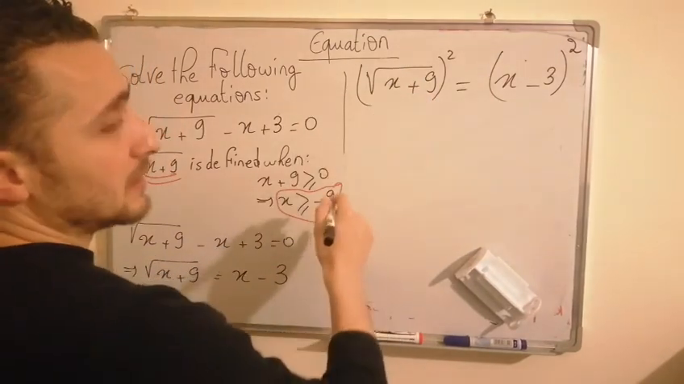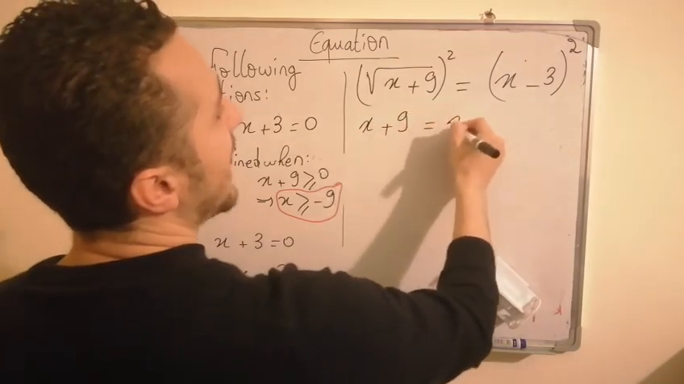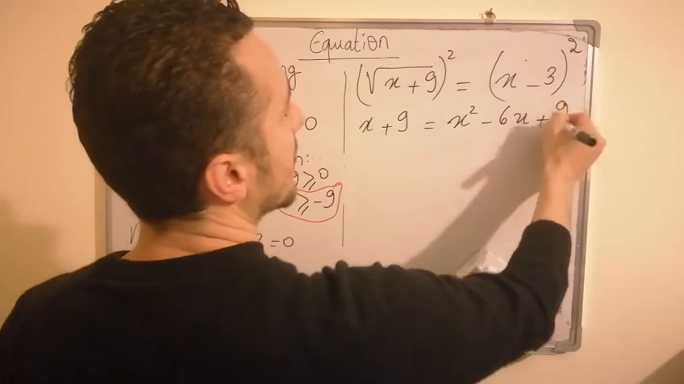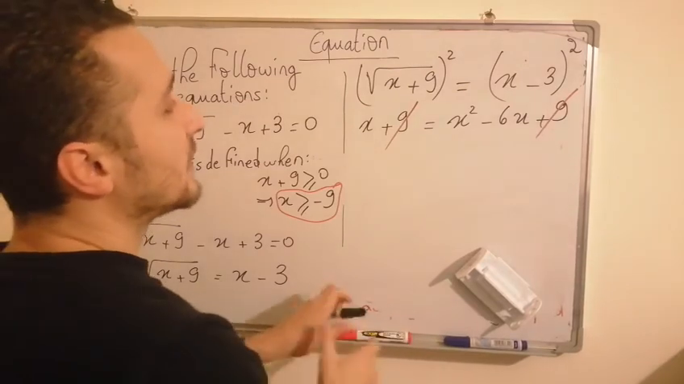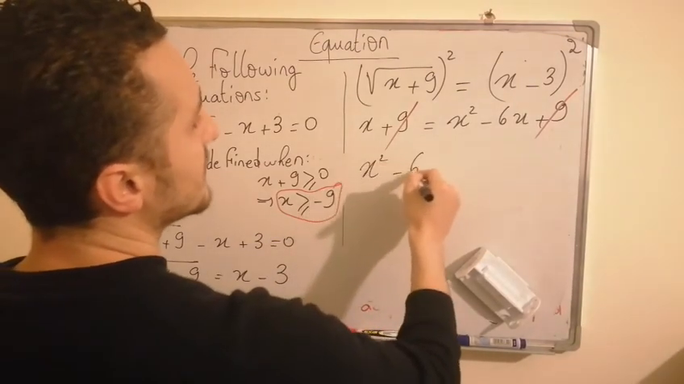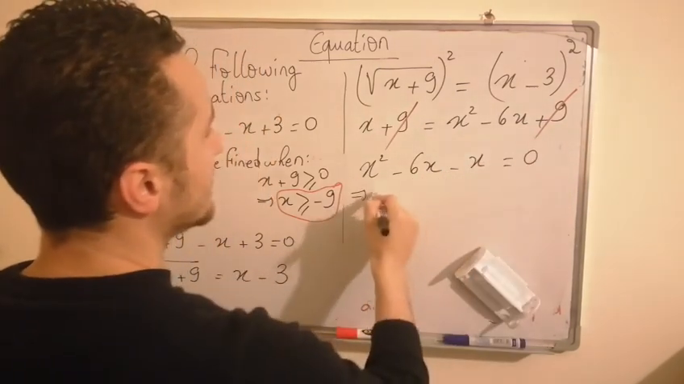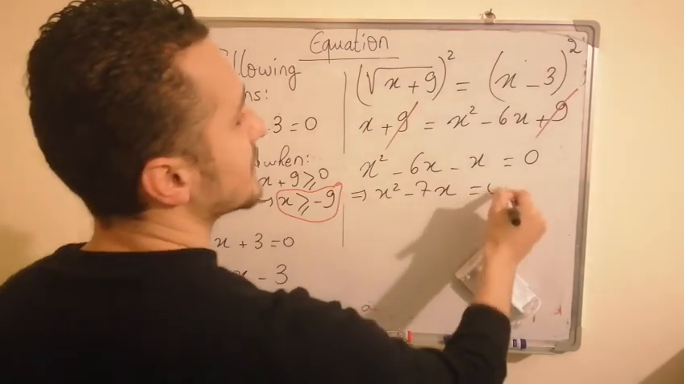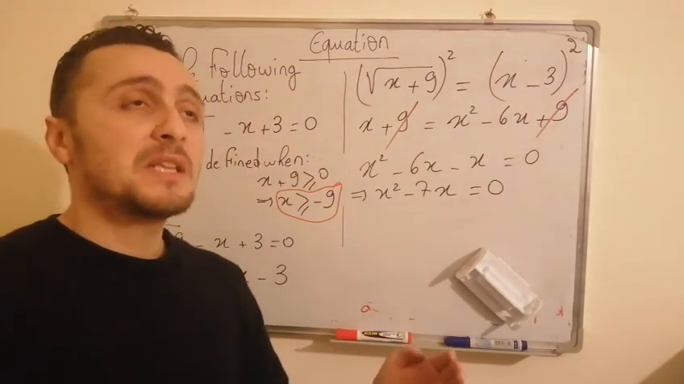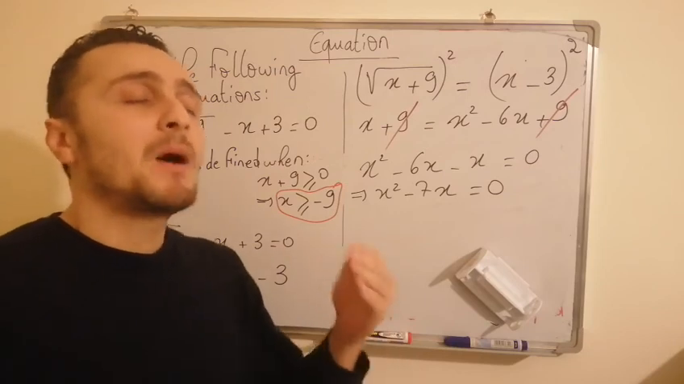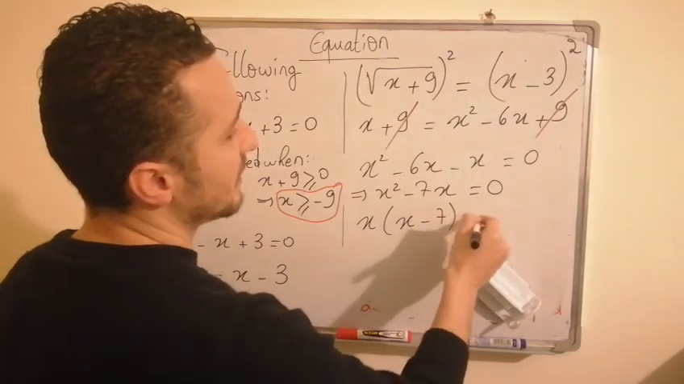Power 2 and radical cancel. So it's x plus 9 equals x² minus 6x plus 9. We can cross 9 and 9 and the equation will be x² minus 6x. x goes over there and becomes minus x equals 0. So it's x² minus 7x equal to 0. To solve an equation equal to 0, we think about factorization. So it's in the form x into (x minus 7) equal to 0.